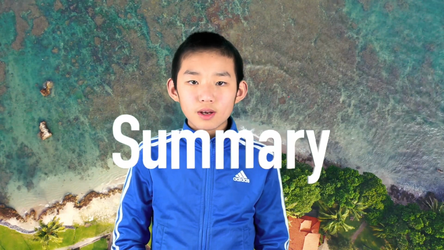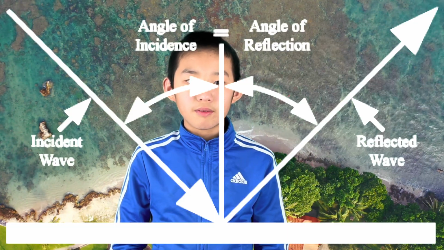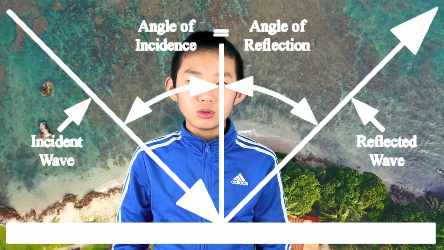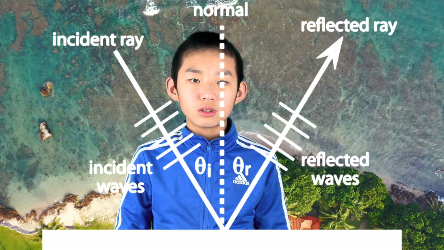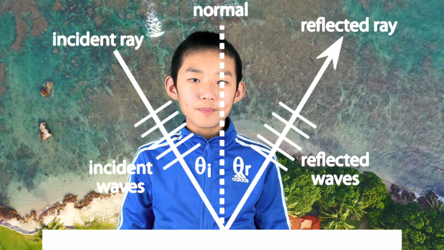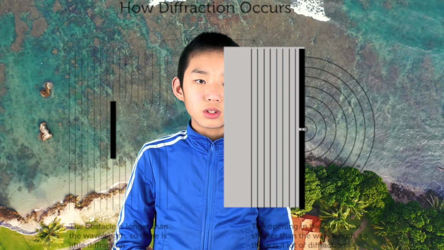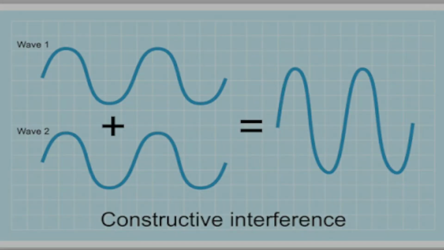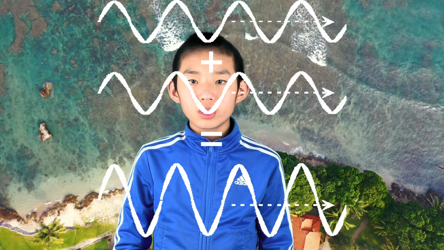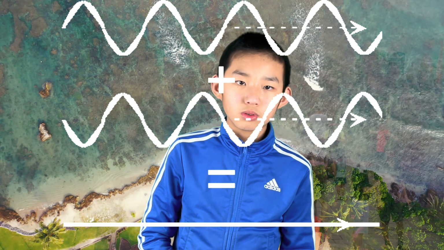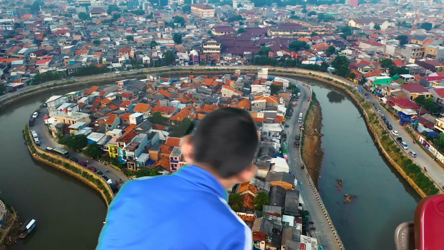Let me make a summary. Reflection occurs when a wave bounces back from a barrier it cannot pass through. Refraction occurs when waves bend as they enter a new medium at an angle. Diffraction occurs when waves spread out around an obstacle or after passing through an opening in an obstacle. Wave interference occurs when waves interact with other waves. Constructive interference increases the wave amplitude. Destructive interference decreases the wave amplitude. That's it. Thank you very much.